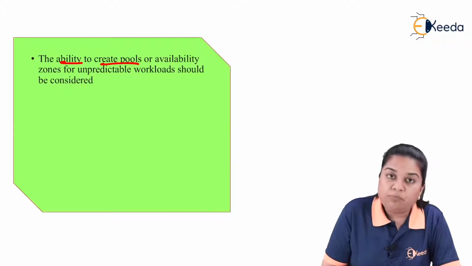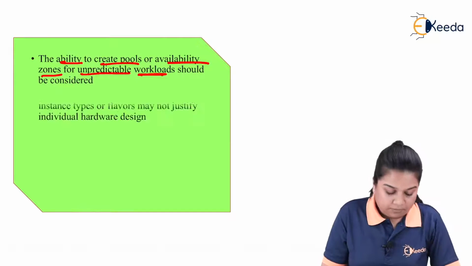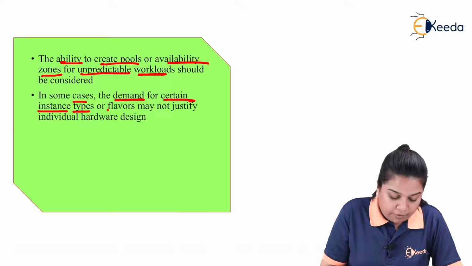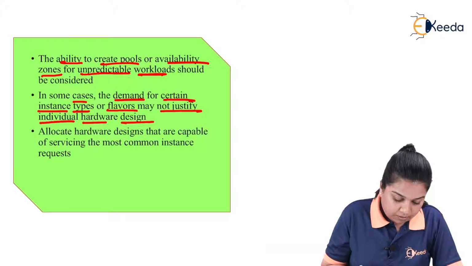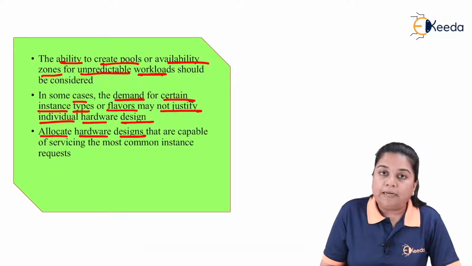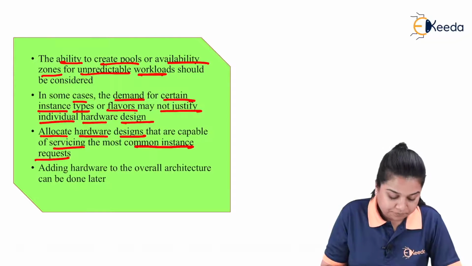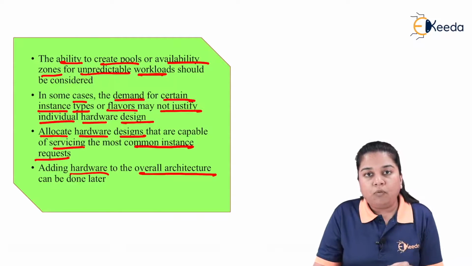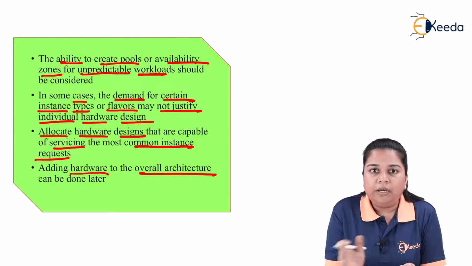The ability to create pools or availability zones for unpredictable workloads should be considered. In some cases, the demand for certain instance types or flavors may not justify individual hardware design. Allocate hardware designs that are capable of servicing the most common instance requests. Here, we can learn how we will add the hardware into the architecture in later phases.